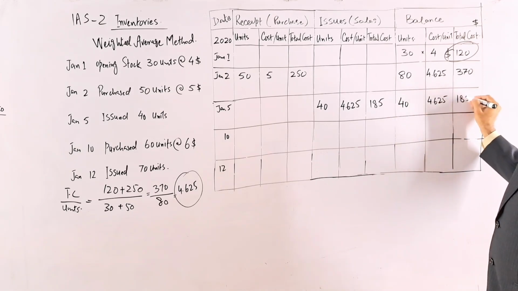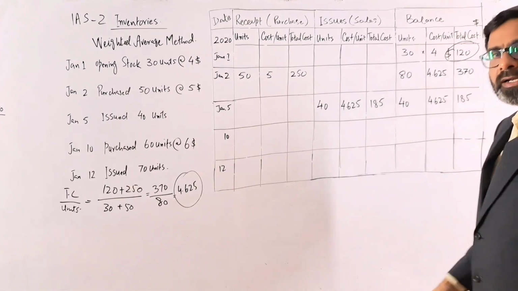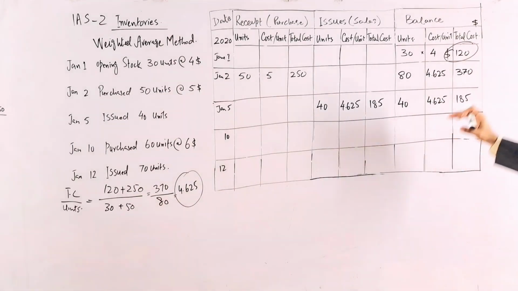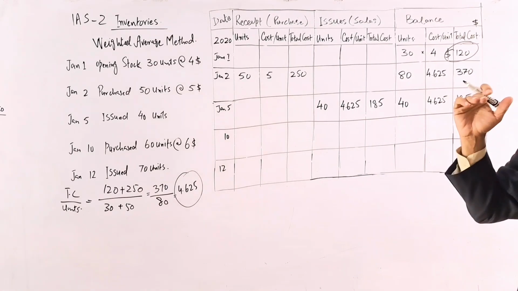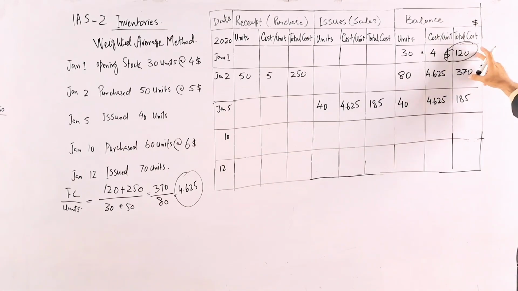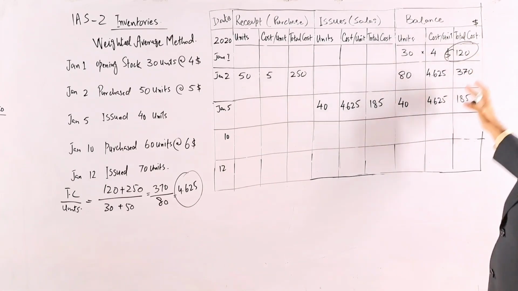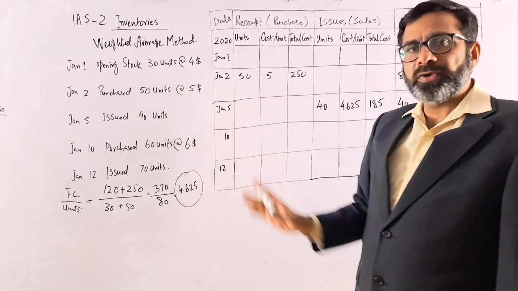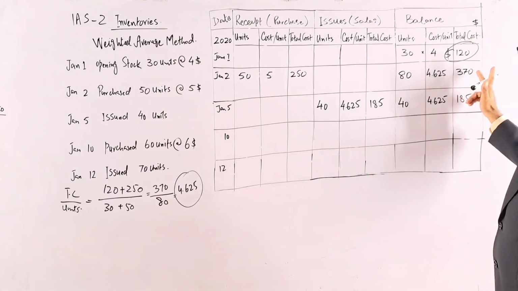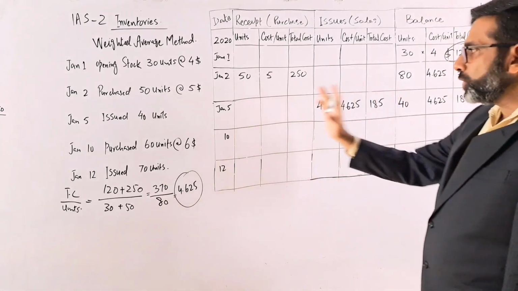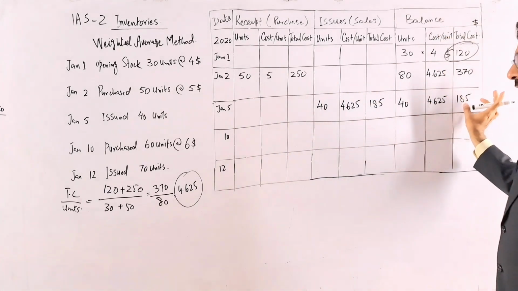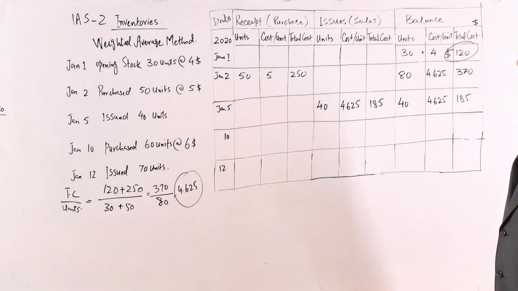At 4.625, again the answer will be $185. So on the 1st of January the opening stock was $120. On the 2nd of January, the closing stock was $370. And on the 5th of January, we now have a closing stock of $185.